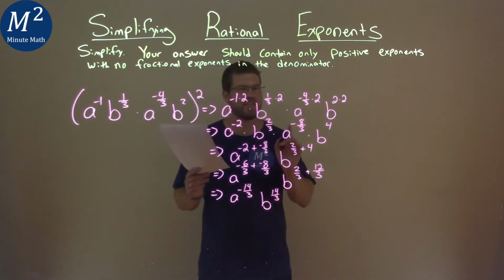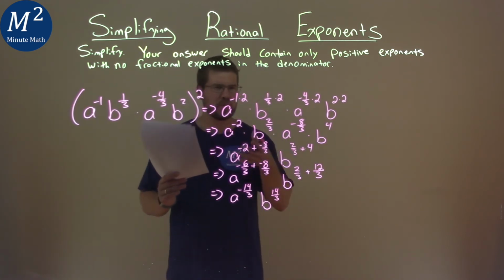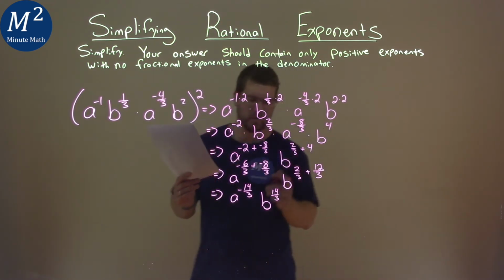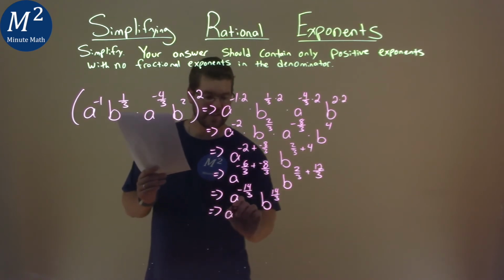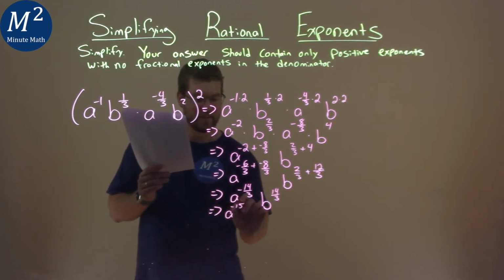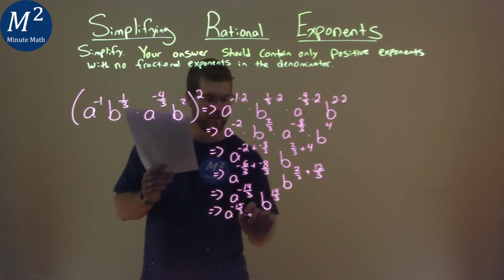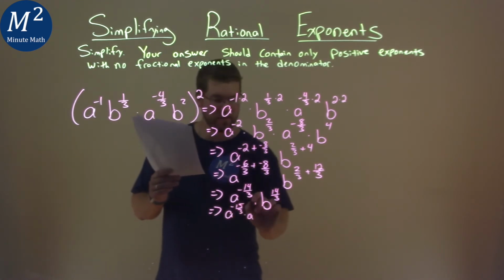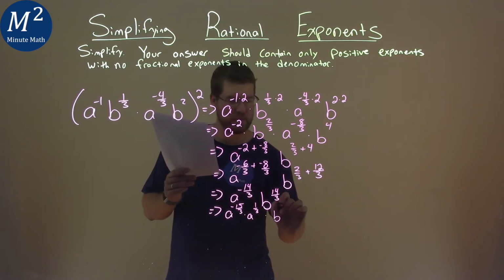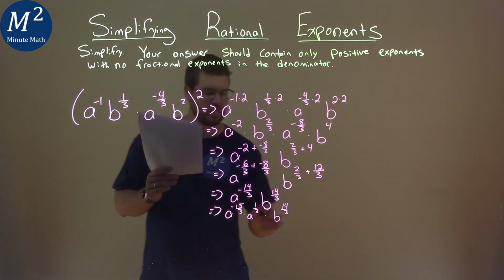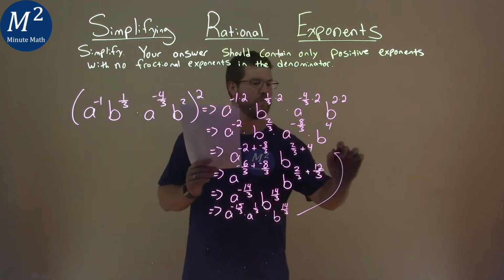Alright, this is where it gets kind of tricky. I'm going to kind of show you breaking down what this really can be. a to the negative 14/3 is a to the negative 15/3 times a to the positive 1/3. Remember, if we add the exponents, that'll get us negative 14/3. And we multiply by b to the 14/3. And now this is the tricky part.